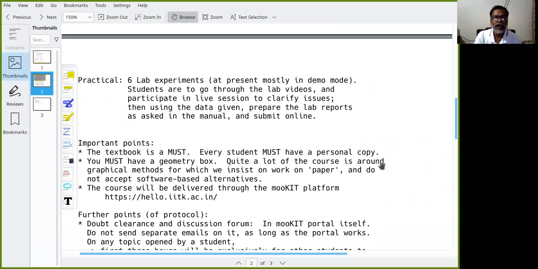Now, practices. There are 6 lab experiments at present, mostly in the demo because it is an online semester. You will be required to go through the lab videos, which we will upload in the MOOC portal, and then participate in a live session to clarify issues. Attendance of this may be noted by the PAs. And then during the demo, for the experiments that are conducted, whatever data are important, the data collection will be shown to you in the video, and the data also will be visible to you on the screen in the video. So using that data, you are to prepare the lab reports, that is, whatever post-processing is asked for in the lab manual.